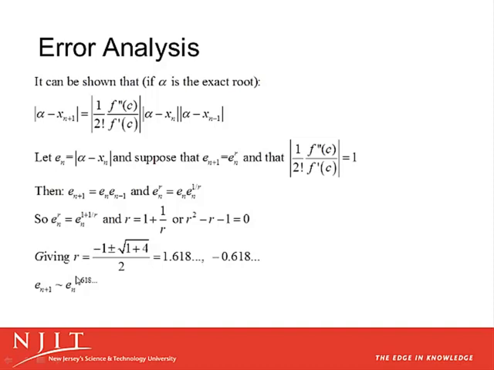Newton's method, that power was 2. Bisection, the power is 1. Order of convergence of bisection is 1. Order of convergence of Newton's method is 2. Order of convergence of the secant method is 1.618.